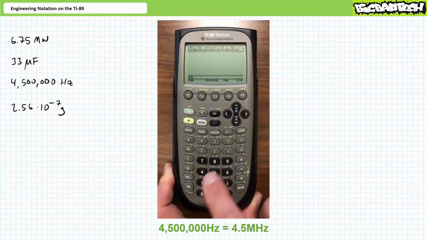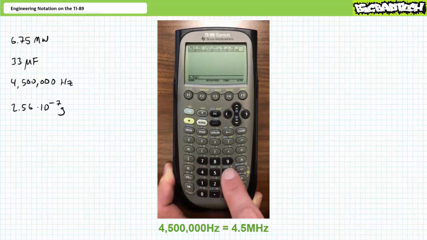4, 5 followed by a whole lot of zeros. 4,500,000 hertz is 4.5 times a million, or 4.5 megahertz. Alternatively, we could have entered this as 4.5 EE6. Either method of entry results in 4.5 E6 being displayed on the calculator.